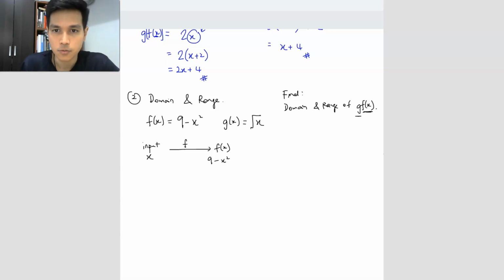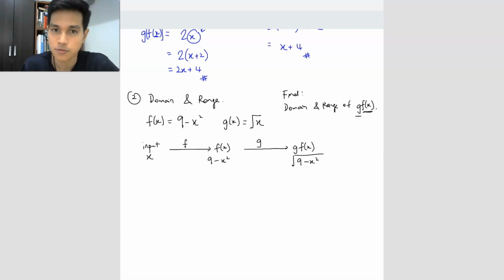And then it's going to go through the g function to give you gfx. So this is not gx, please, this is not gx. It's going to be gfx. So gfx means you're going to substitute fx into the g. So you get square root of 9 minus x square. So this is your gfx. Clear? So now the question is how to find domain and range. We can start with the domain first.